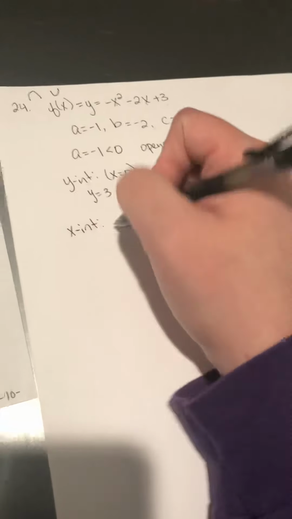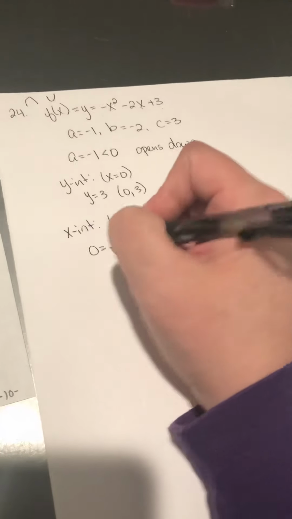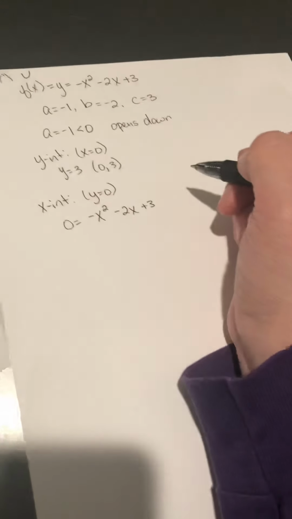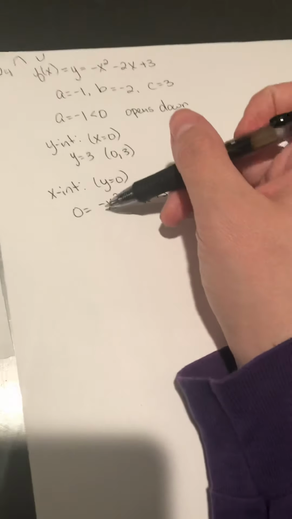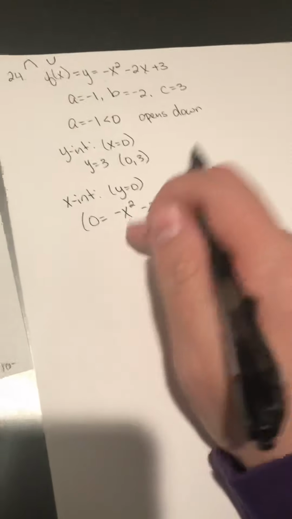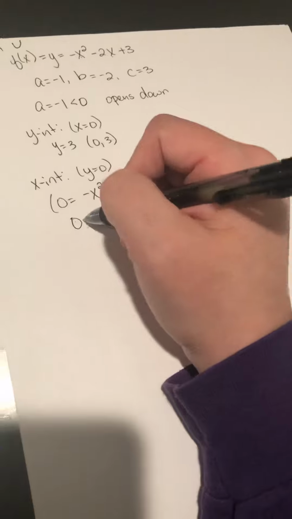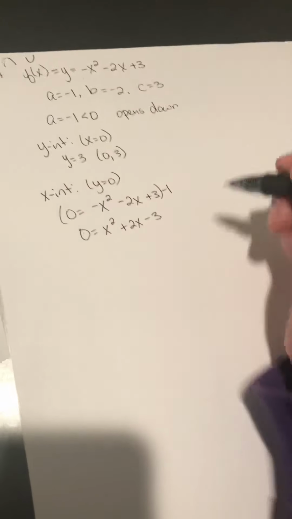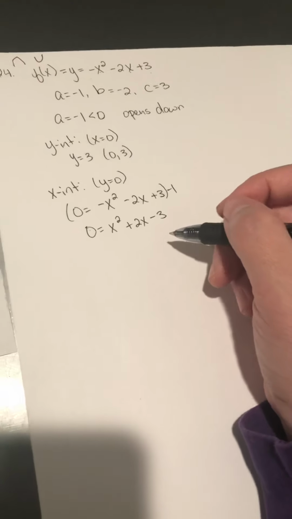My x-intercept is when y is 0. So I'll set this equal to 0. So 0 is negative x squared minus 2x plus 3. So you have to solve the quadratic. When I solved it, I multiplied by negative 1, so that way my x squared was positive instead of negative. It's a lot easier to deal with if your x squared is positive.